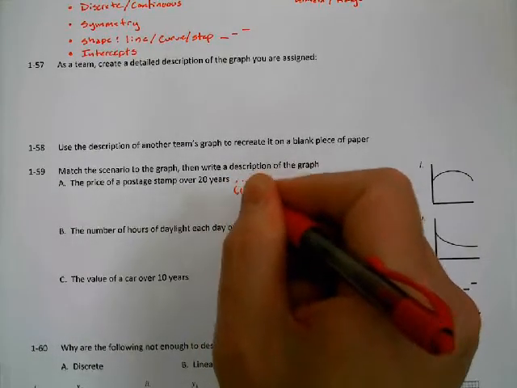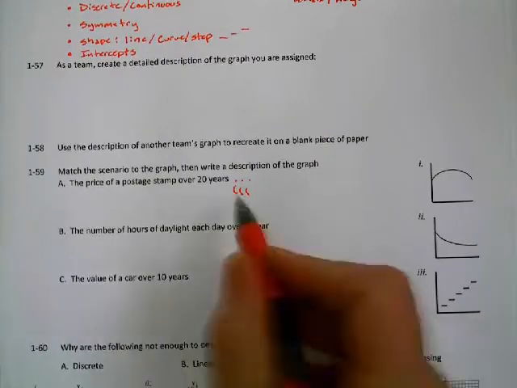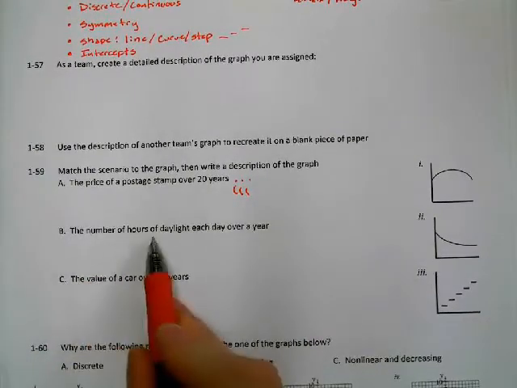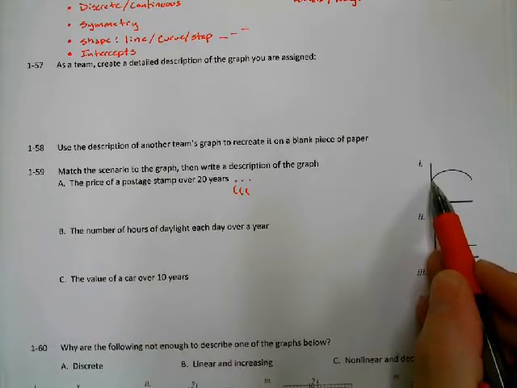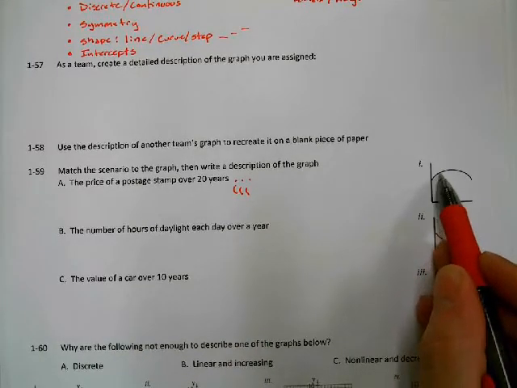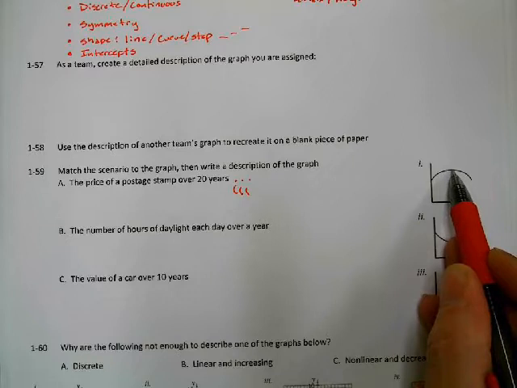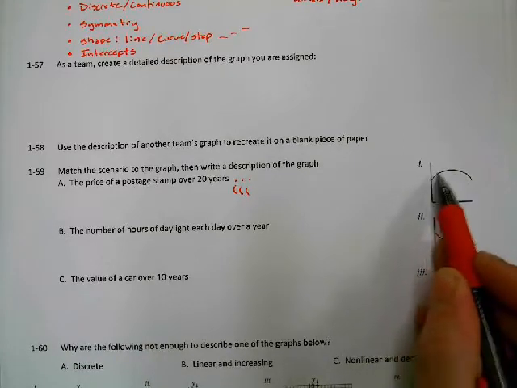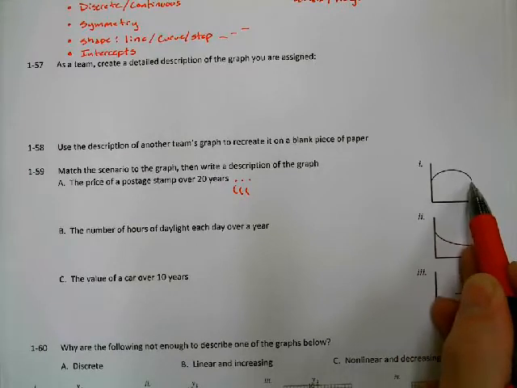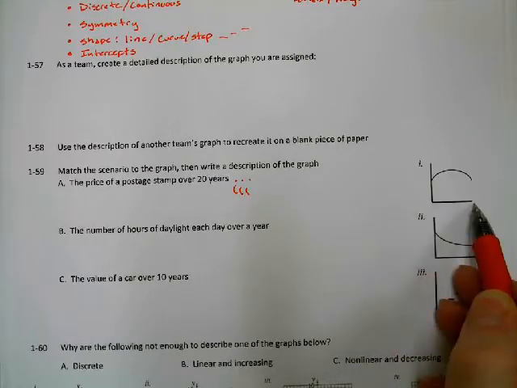The number of hours of daylight each year over the year. Okay, so if this is January, we don't have a lot of daylight. And then June, we've got plenty of daylight. And then December, we have less daylight. So this is probably a better one because this one increases and then decreases when we're going from January through December. So I would say that this one would be I.